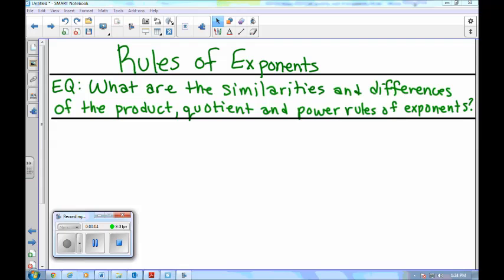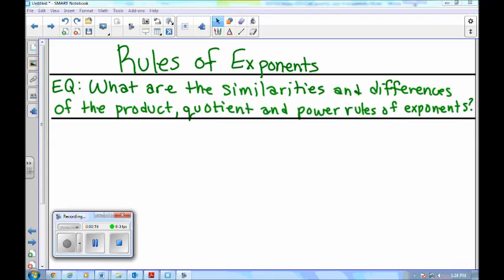So, put your name, date, and period on the top right. Today is September 26th. October. What's the month? August. August 26th. Holy cow. August 26th.